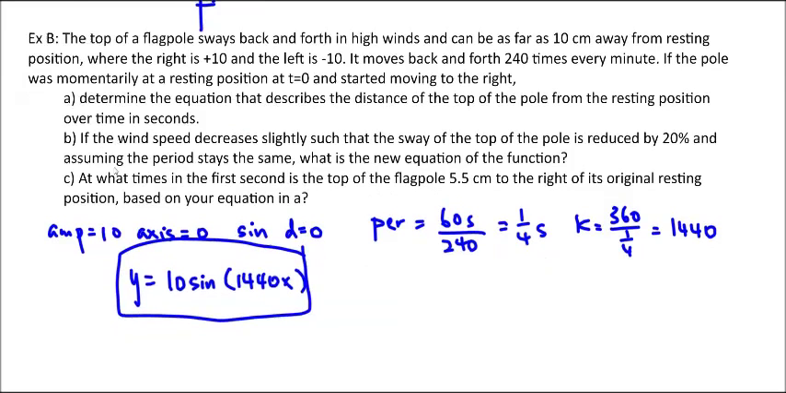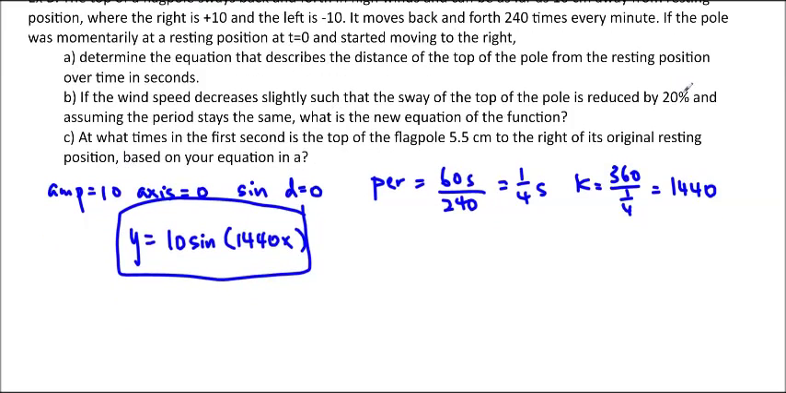Next, it asks us if the wind speed decreases slightly such that the sway of the top of the pole is reduced by 20%, and assuming the period stays the same, what's the new equation of the function? So now we're only moving 20% less to the right and 20% less to the left. So we're going to do 10 times 1 minus 0.2, so it's a reduction of 20%, which ends up being 8, so that's our new amplitude.